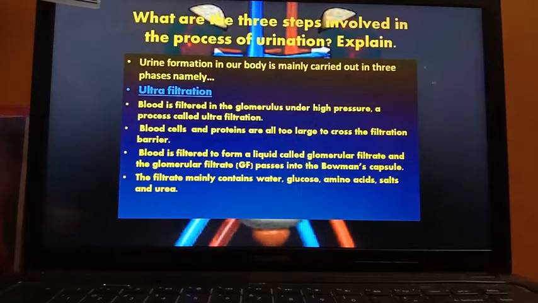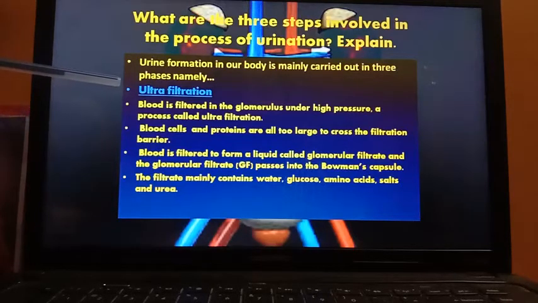process of urination? Explain. So you know that urine formation in our body is mainly carried out in three phases: ultrafiltration, reabsorption and tubular secretion. So the first step is ultrafiltration. In each step I have made a few points. You can write it down in your copy.